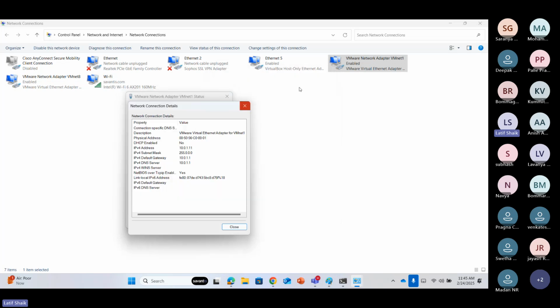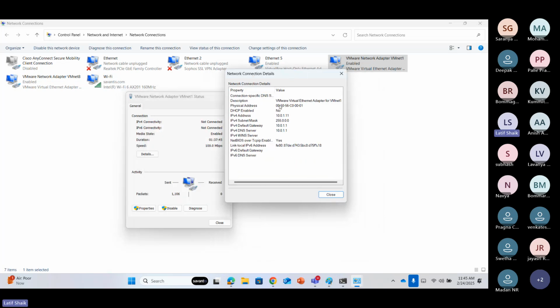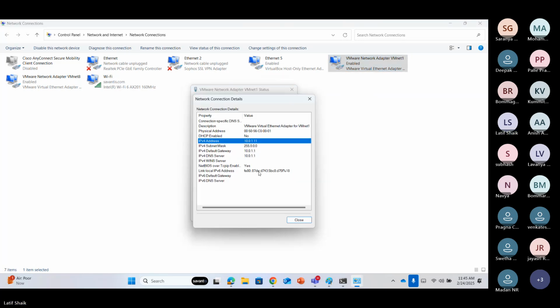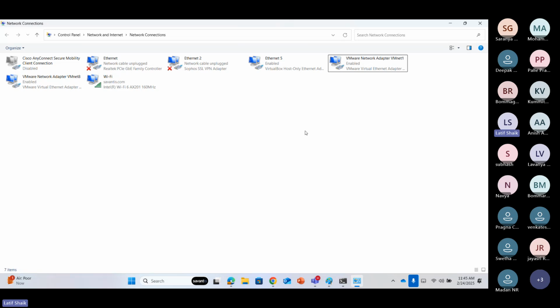So look at the details. See, DHCP enabled: No means the IP address I got manually, using the following IP address. If you see, there is no DHCP server address. DHCP enabled: No, DHCP no address. It is IP address, subnet mask, default gateway, DNS. This is a manually configured IP address. Okay, guys, understand how to configure manually?